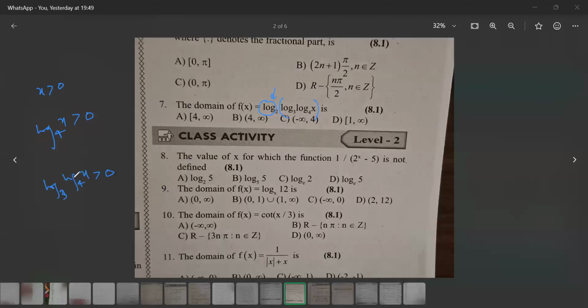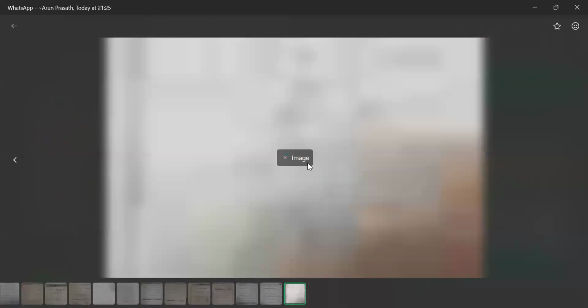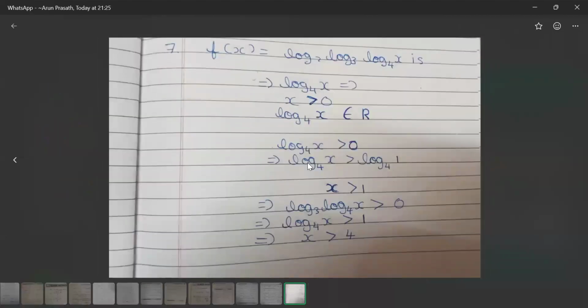Sir, I shared the solution for that, sir. Okay. Yes. Okay, solve these inequalities. If these inequalities are correct, then you will get the overall solution.